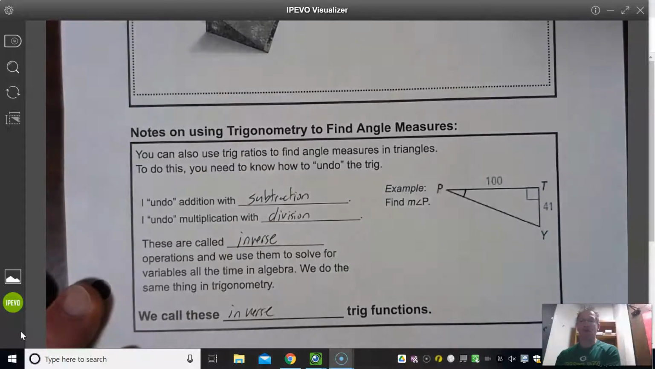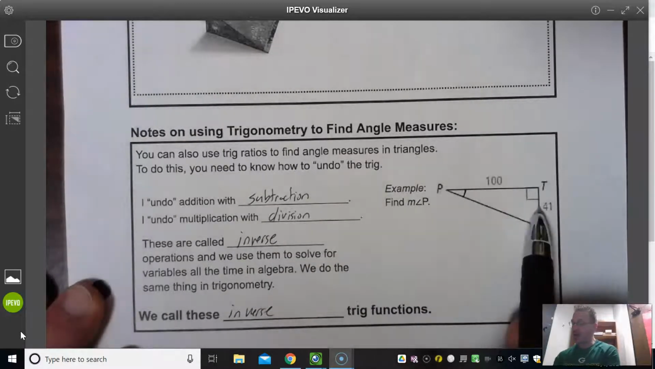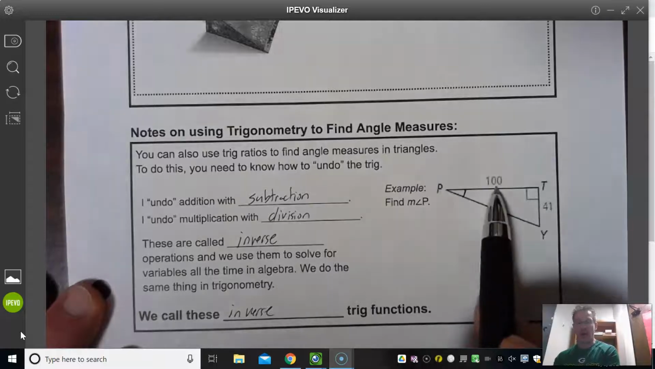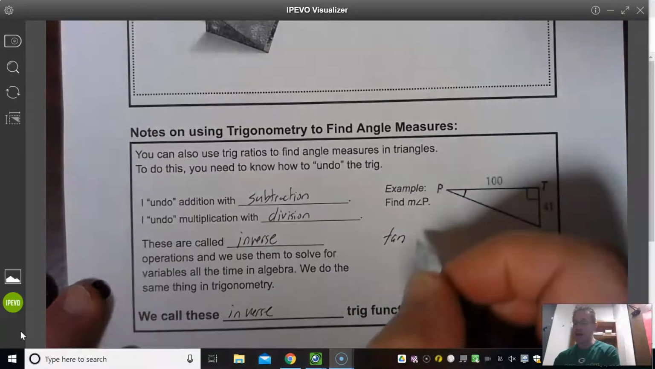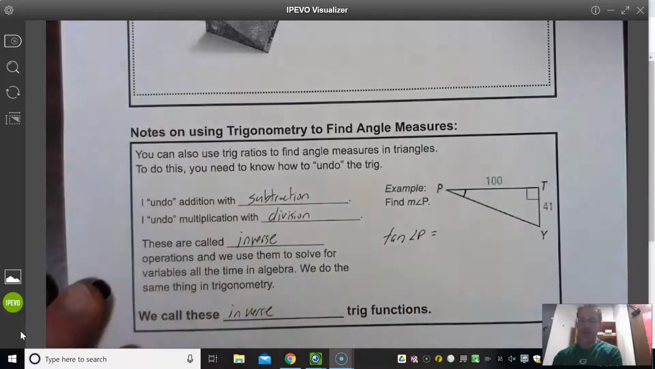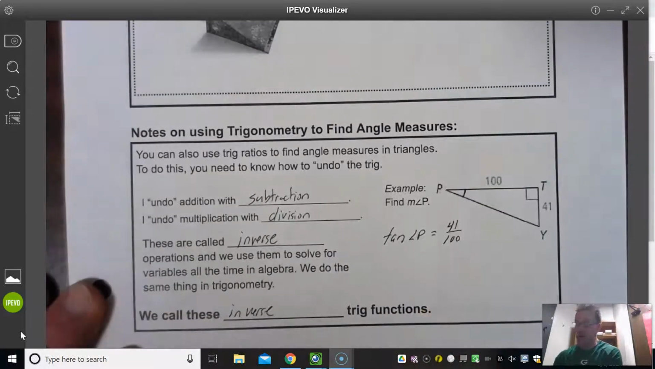And so notice I still set up the same ratio. So angle P, and then I have the opposite side of 41 and the adjacent of 100. So notice this means it still would be tangent, but I don't know the angle. So I'm going to put in angle P, but I do know both sides now. So it would be the opposite over the adjacent.